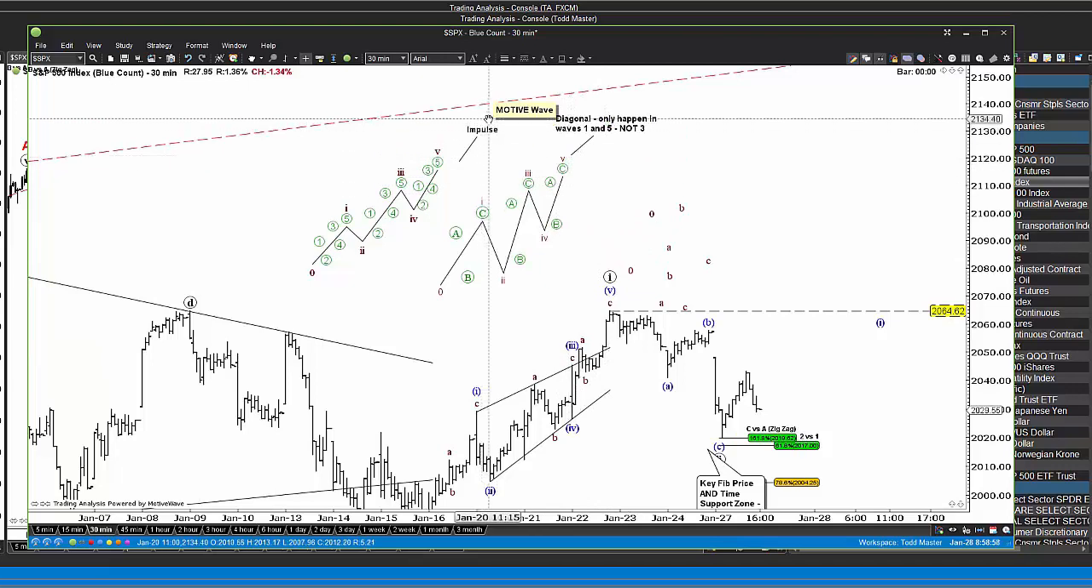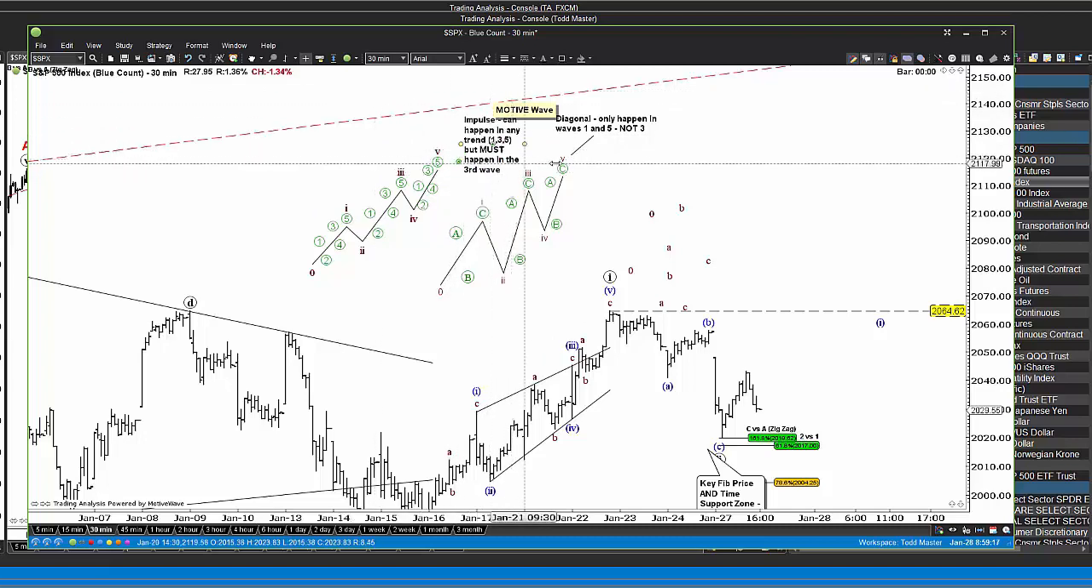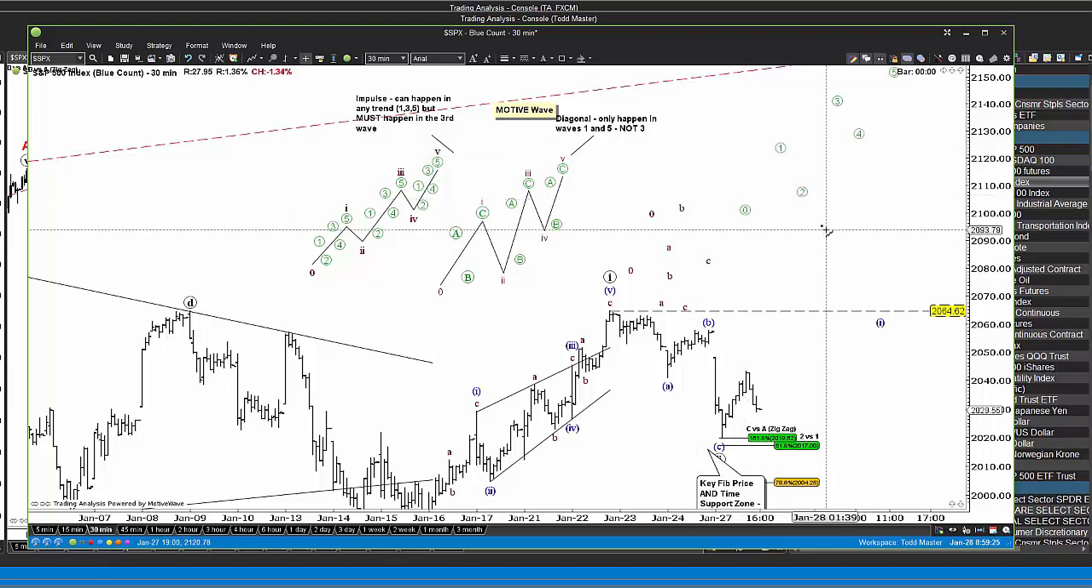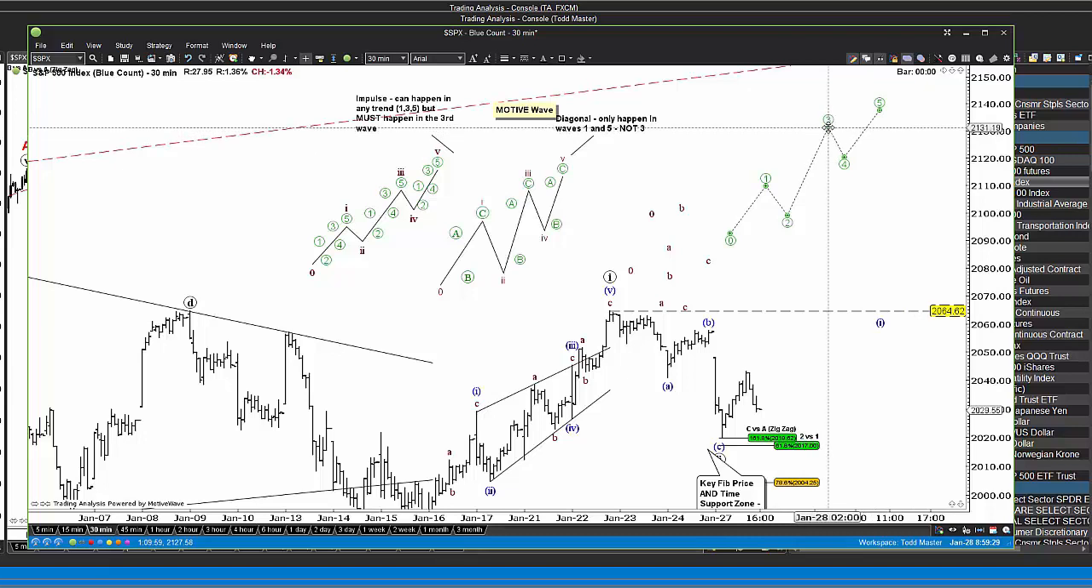Now, an impulse, the difference there is an impulse can happen in any trend wave, which means 1, 3, 5, but must happen in the third wave. All right, so what that's saying is you can't have a diagonal in a middle trend wave. So you can have a diagonal in 1, you can have it in 5, but you can't have it in 3. 3 is your big breakout trend wave.